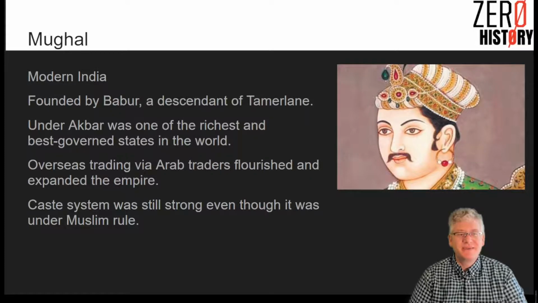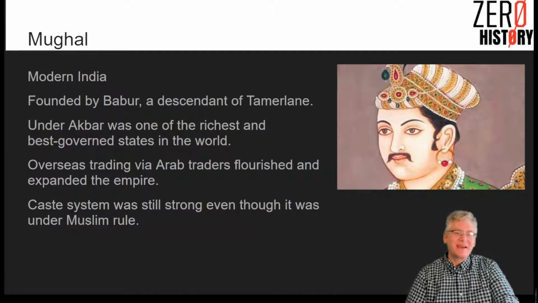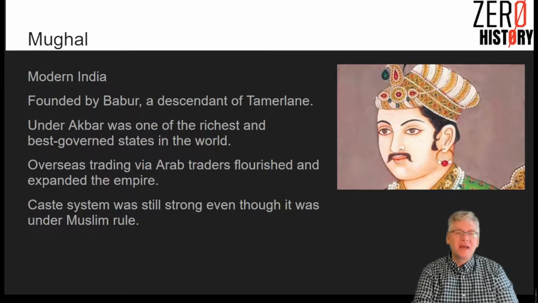Also a mustache enthusiast, though he looks a little creepier, is this guy right here. This is Akbar, who is one of the big leaders of the Mughal dynasty. As you probably have heard in some other videos or me talking about it, Mughal is related to Mongols. So this guy Babur is a descendant of Tamerlane.